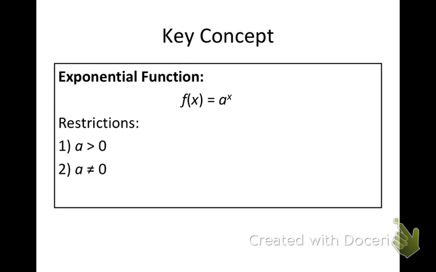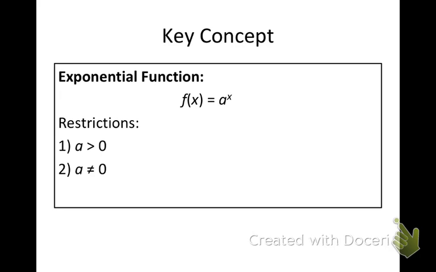An exponential function is of the form f of x is equal to some number, a we'll call it, to the x power. So what makes it exponential is that it has an x in the exponent. What makes something linear? It has a 1 as the exponent. What makes something quadratic? It has a 2 in the exponent. What makes something cubic? It has a 3 in the exponent. What makes something exponential? It has the variable, in this case an x, in the exponent.